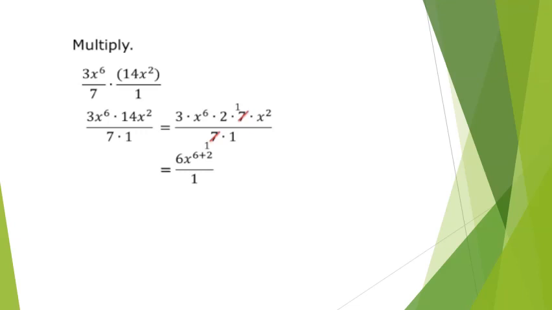Now if you remember the exponential rule, as long as your bases are the same, you can add your exponents. X to the 6th power and x to the 2 power, or x squared, your bases are the same. So you can add your exponents. X to the 6th plus 2. In the denominator, we're left with 1. We don't even have to write a denominator here. It's just assumed that it's 1, but we're just going to put it over 1 for the purposes of this instruction. So we're left with 6x to the 6th plus 2, or the 8th power, as our answer.